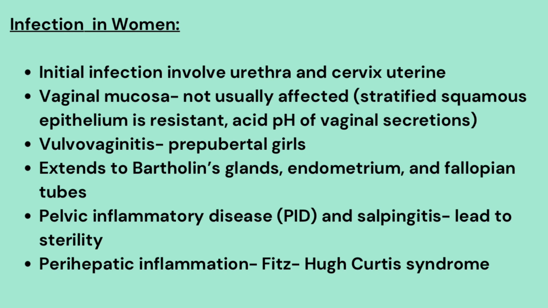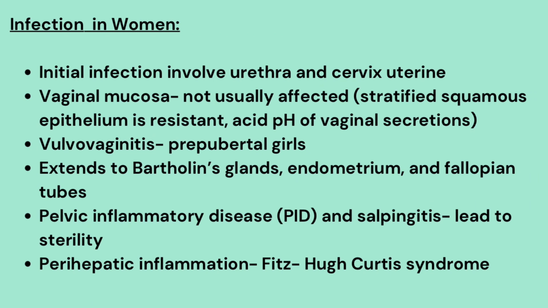So what is vulvovaginitis? It is the infection or inflammation of the vulva and vagina. Symptoms include itching, redness, swelling and abnormal discharge. The infection may extend to Bartholin's glands, the endometrium and the fallopian tubes. Pelvic inflammatory disease and salpingitis may lead to sterility.